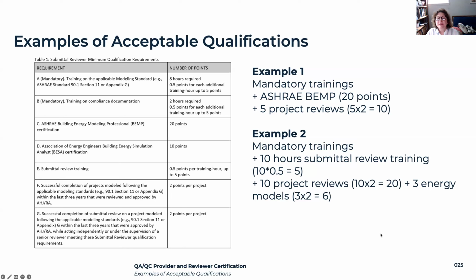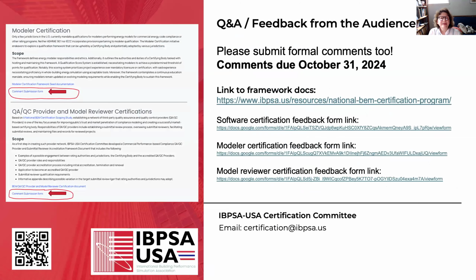And we deliberated quite a bit on what kind of experience is necessary. Initially, we thought someone who reviews models has to have modeling experience themselves, so they need to be a modeler first. But we had several jurisdictions involved in the working group, and they pointed out that oftentimes they just don't have the budget to pay the salaries that are expected by modelers. And they also already have some reviewers on staff who they thought were doing a good job with submittal reviews. So this point system is kind of a compromise between different perspectives. That's all I had. Thank you.